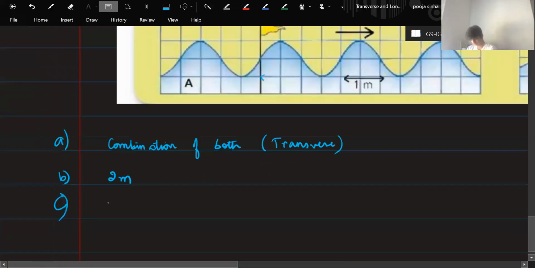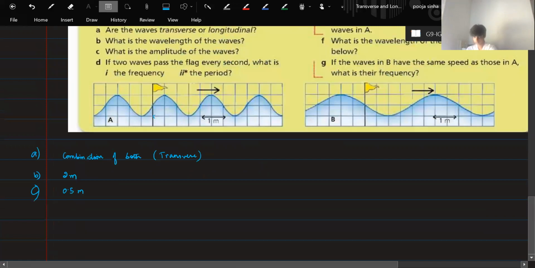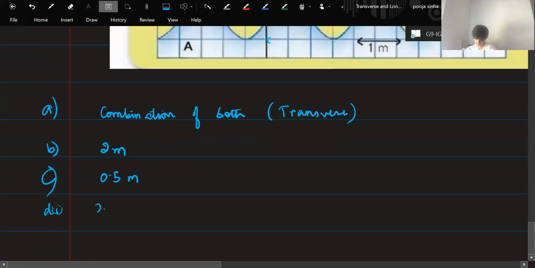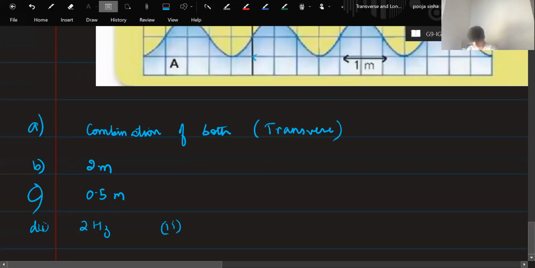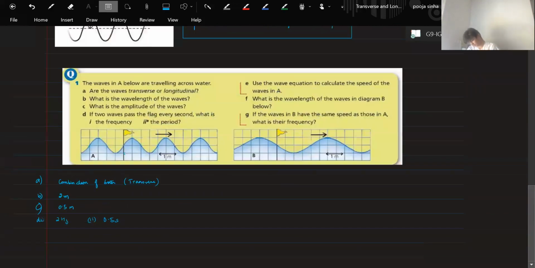Can I write 0.5? Yeah. Then if 2 waves pass the flag every second, what is the frequency? 2 hertz. And the second part? 0.5 seconds.